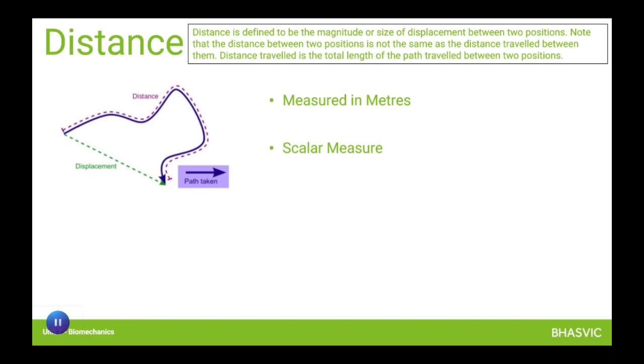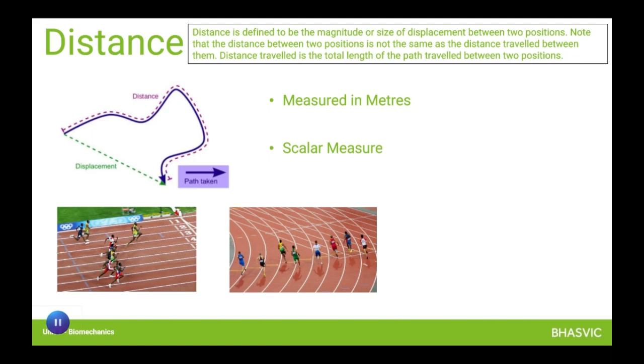Distance is scalar because it only looks at the amount of movement and not the direction. An example is a 100-meter sprinter. The runner could run 100 meters in a circle or 100 meters in a straight line, but their distance remains 100 meters no matter the path.